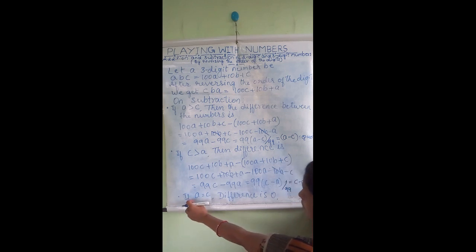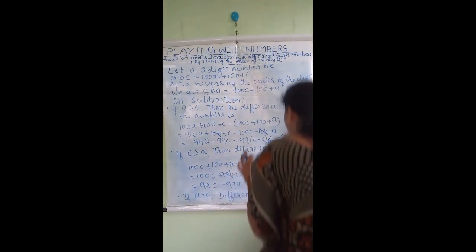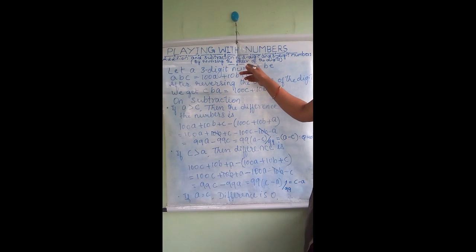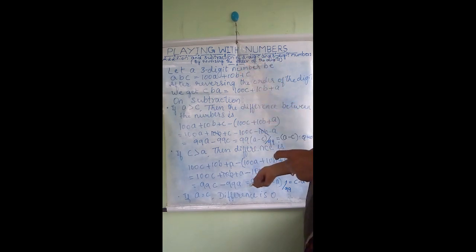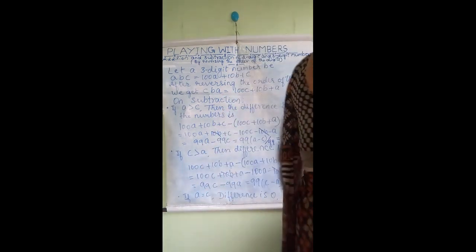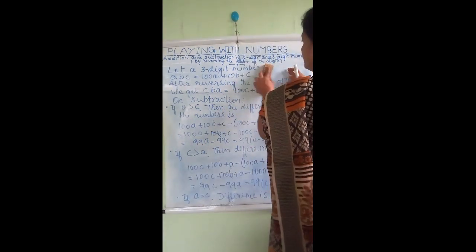And the third case is if A is equal to C, the difference is 0. Okay, this is the method of subtraction of 3-digit numbers by reversing the order of the digits. So you have to note this down in your fair notebook. Now let us see related examples.